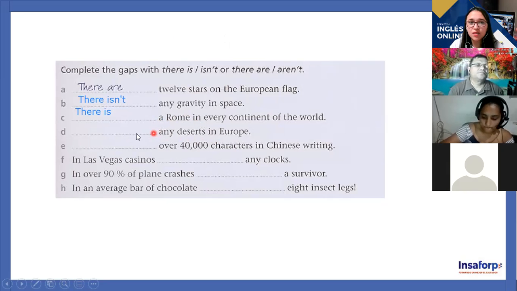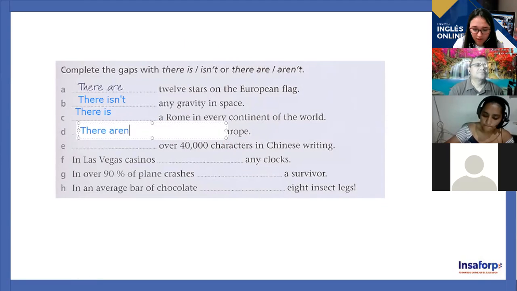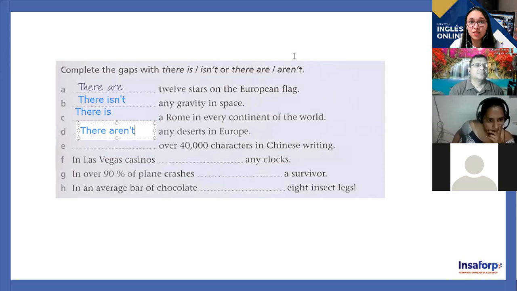What about letter D? We have any desert? There aren't. Yes. Perfect. Why there aren't, guys? Not there isn't, for example. Plural? Yes, we have plurals, that it is deserts. And negative, right? Tenemos any que me indica it's a negative.